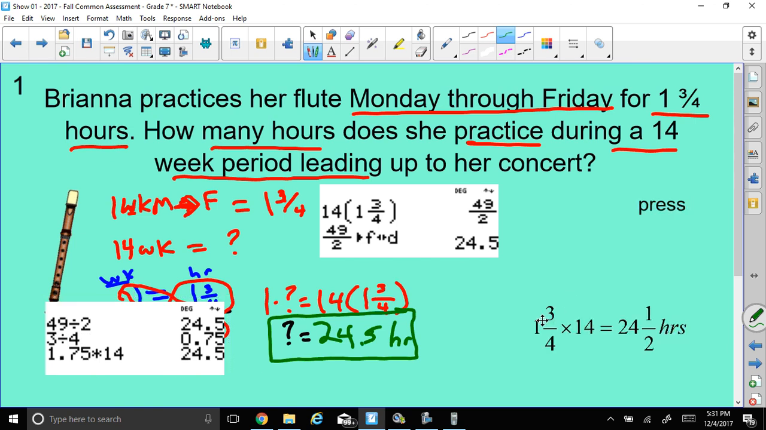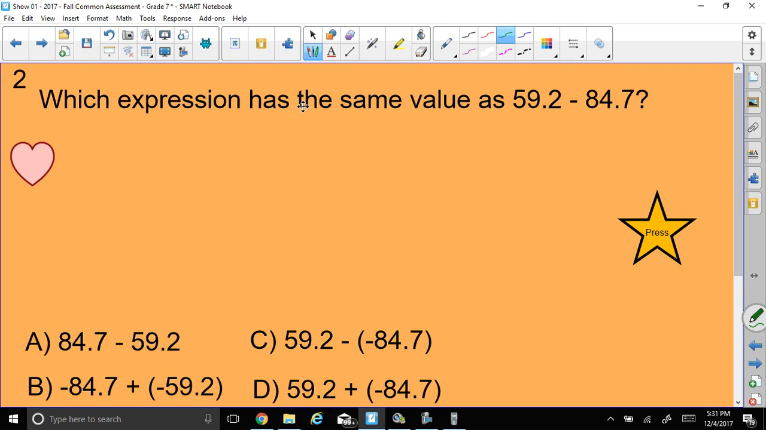So Brianna did a nice job. I multiplied 1 3/4 hours times 14 weeks, and that gave me 24.5 hours. Nice job, Brianna. Which expression has the same value as 59.2 minus 84.7?